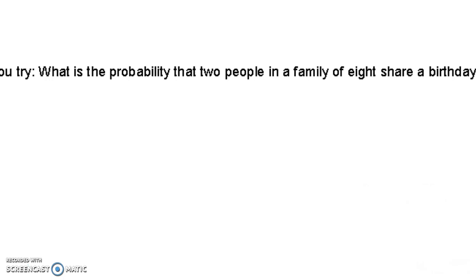So when we calculate that out, and it's a really huge number, you're going to need a calculator for it, that turns out to be about 0.925. So we subtract that value from 1, and we find out that there's about a 7.5% chance that 2 people in a family of 8 will have the same birthday.